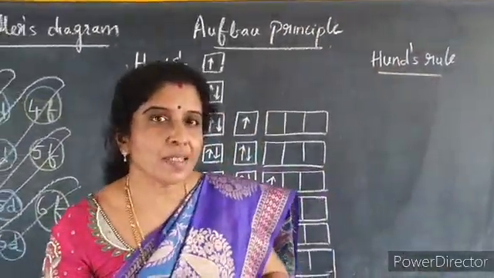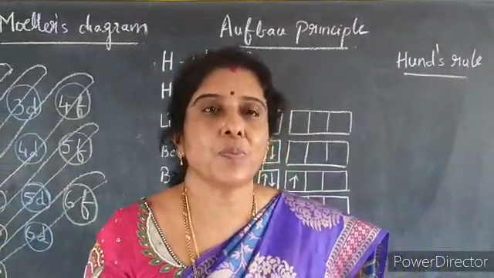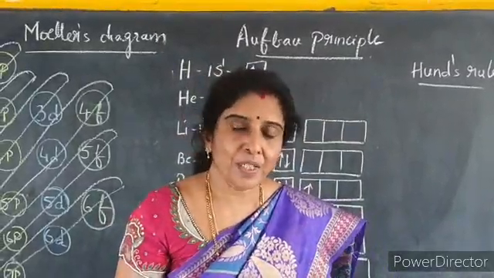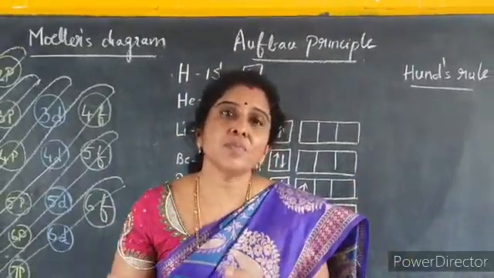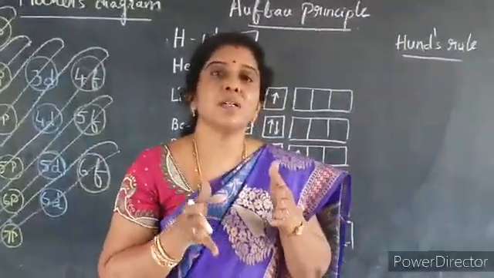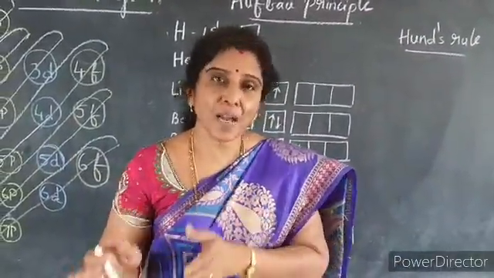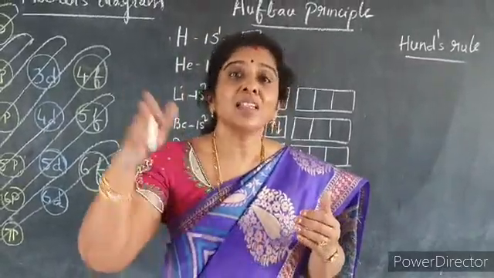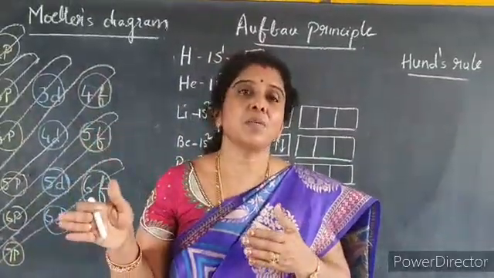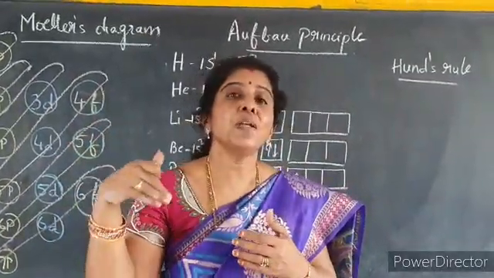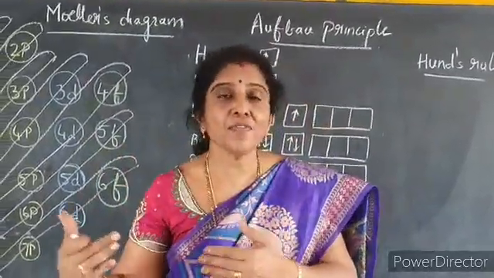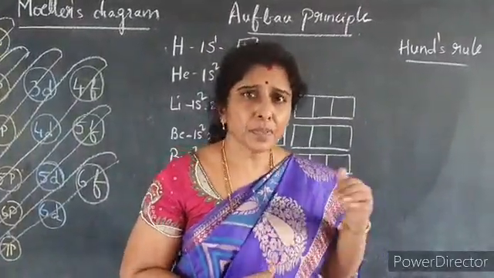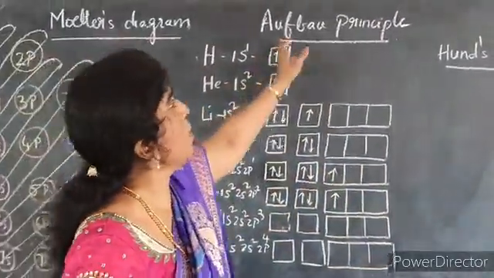So what is Pauli exclusion principle? According to this principle, no two electrons will have all four quantum numbers the same. For example, even if the first three quantum numbers, the principal quantum number, angular momentum quantum number and magnetic quantum number, are the same for any two electrons, the fourth quantum number, that is spin quantum number, will be different. One electron will have plus half and the other electron will have minus half in any orbital. Now today let us learn about Aufbau principle.